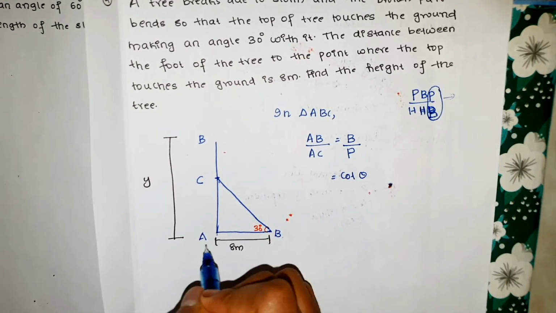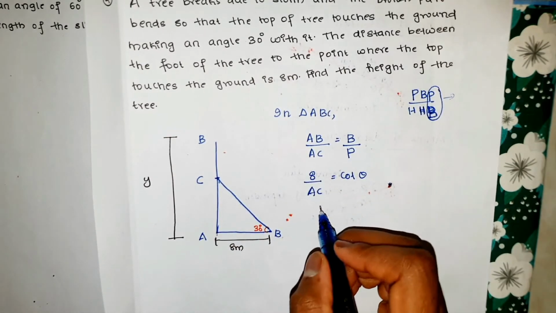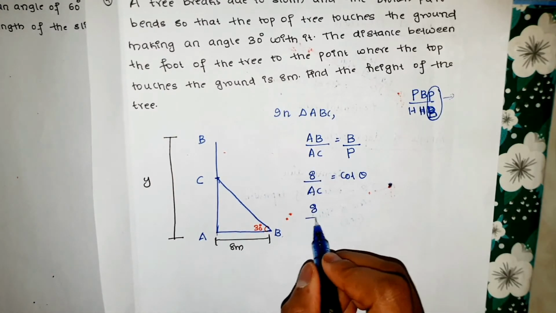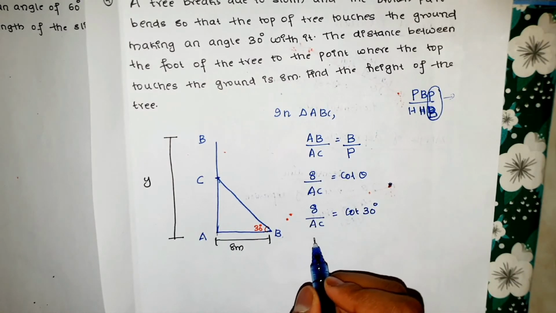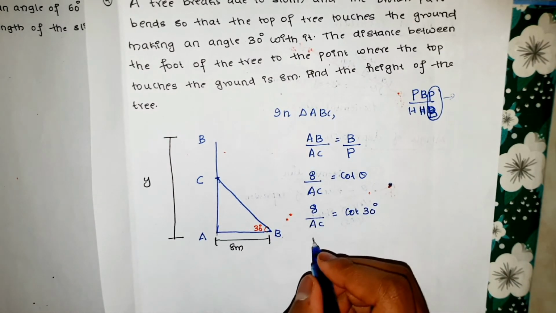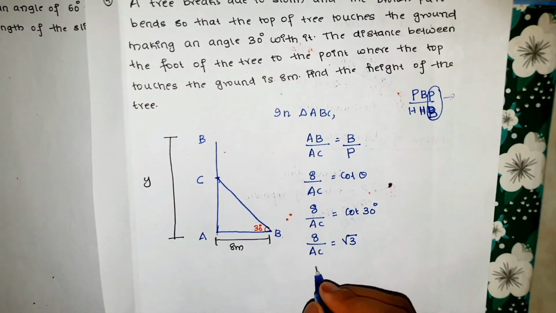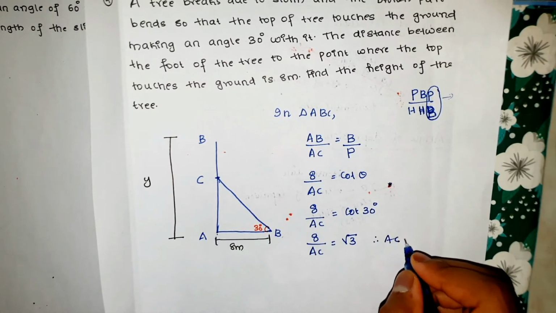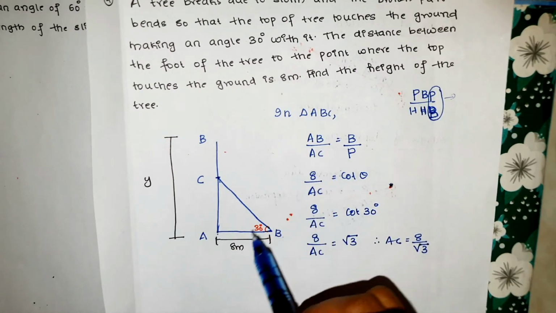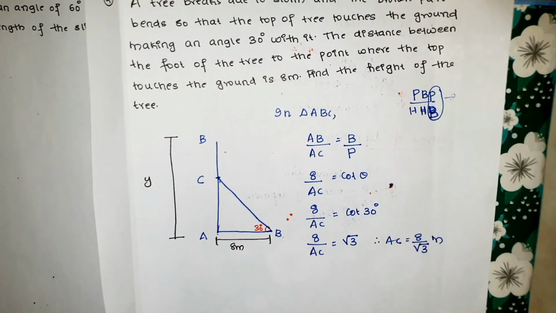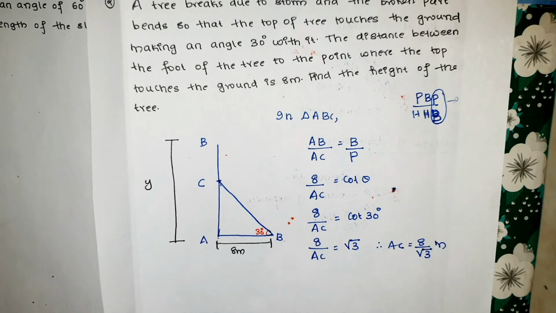Okay. So what is AB? AB is 8. 8 by what is AC? We have to find AC. So 8 by AC is equal to cot 30 degree. Okay, so what is cot 30 degree? It's root 3. So 8 by AC is equal to root 3. So what is the value of AC? Therefore AC is 8 by root 3 meter.